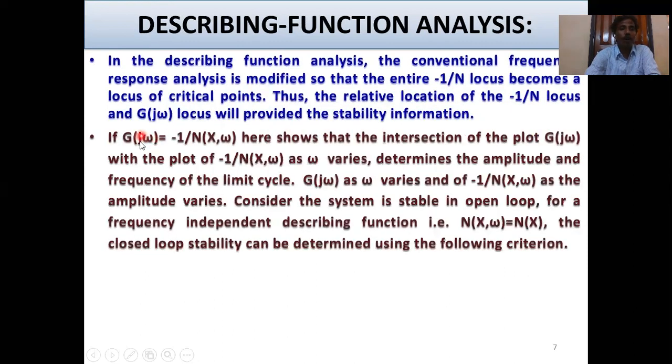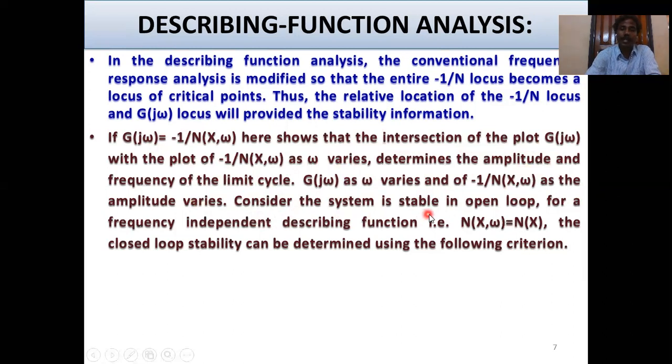If G of j omega equals minus 1 by N, this shows that the intersection of the plot G of j omega with the plot of minus 1 by N determines the amplitude and frequency of the limit cycle. G of j omega is plotted as omega varies, and minus 1 by N as the amplitude varies.